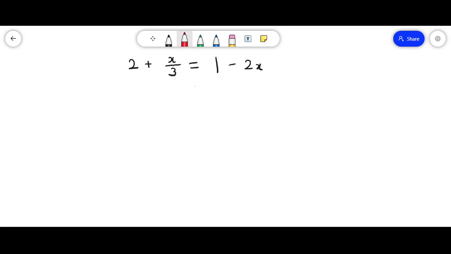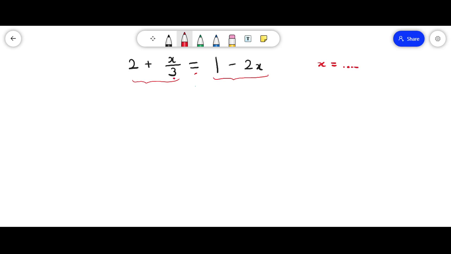Alright, we have this equation that we want to solve. That means we want to make x the subject. That is, have x equal to something, some numbers. So this is an equation, meaning the left hand side is equal to the right hand side, and we mustn't change that. So everything we do to the left hand side, we have to do to the right hand side too. So how do we make x the subject?